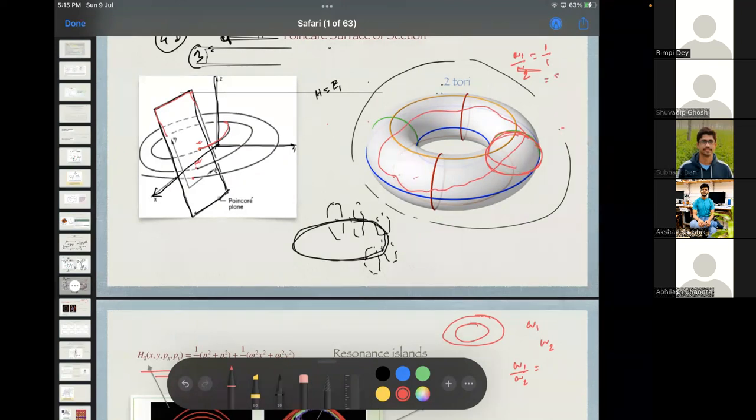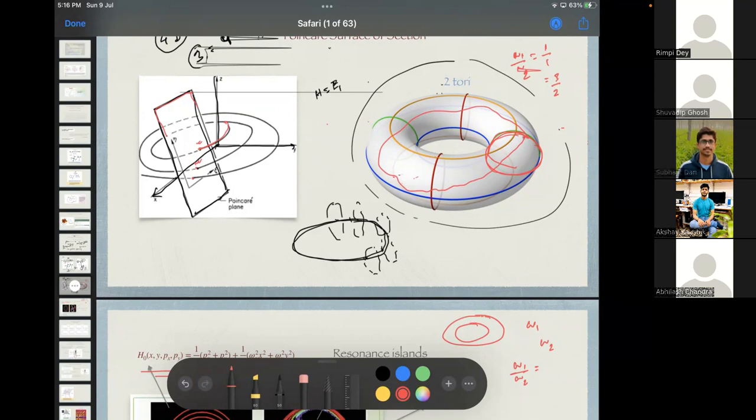Another, let's say it is 3/2. 3/2 means omega 1 is 3 times and omega 2 is 2 times, meaning the trajectory will evolve around the bigger circle 3 times and around the smaller circle 2 times, like this. If the frequency ratio is rational, then the trajectory will cross the same point. We intersect this plane at the same point.